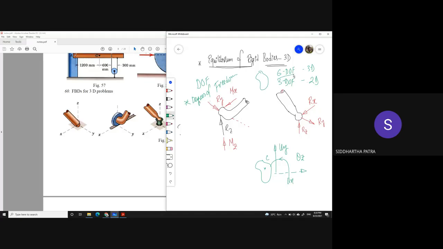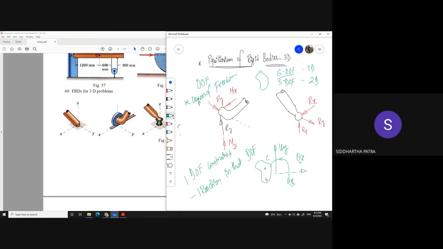Every time a degree of freedom is constrained, you have one reaction. I am not mentioning whether it's a force or a moment, because that depends on whether it's a translatory degree of freedom or a rotational degree of freedom. You have one reaction in that degree of freedom, in the direction of that degree of freedom.